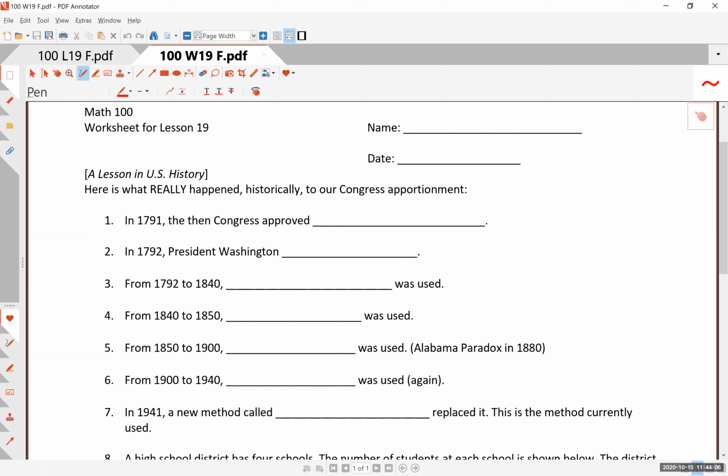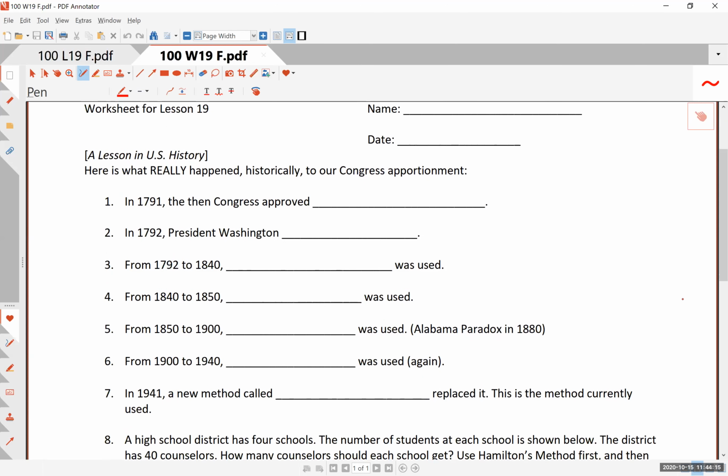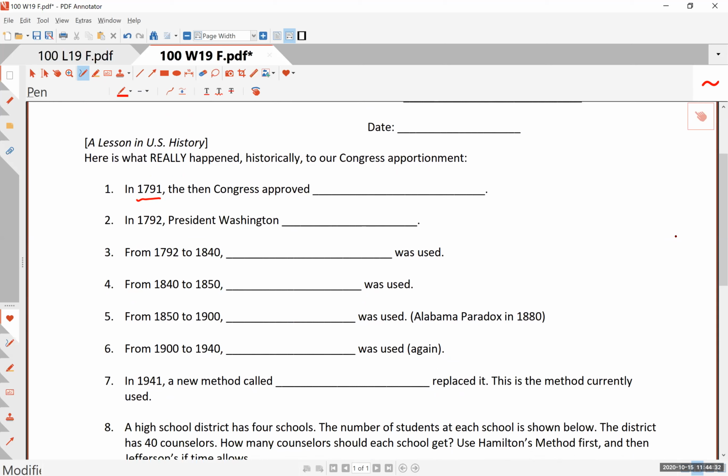In the lesson itself, we learned about Jefferson's method as well as Hamilton's method. Hamilton's method came first, and it was presented to both the Senate and the House of Representatives way back in the 1700s. And of course, as we mentioned, George Washington vetoed it. So this is where the story begins. This will be a rather brief video, but take a look at what happened in 1791. The then Congress approved Hamilton's method.